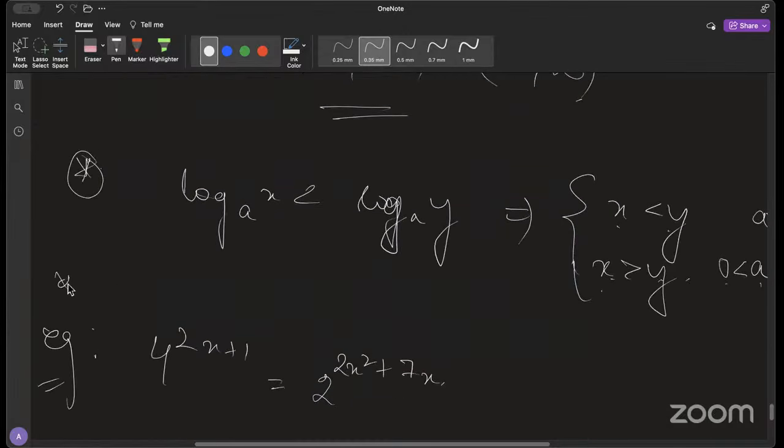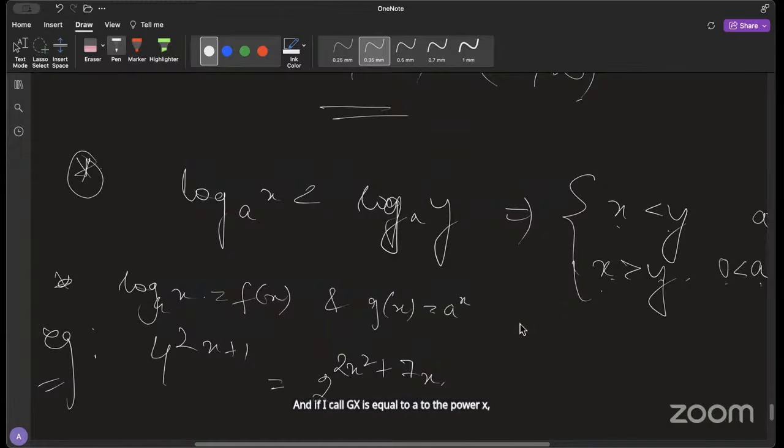And with this, I'll also write log is a 1, 1 function. Both log ax, this function, if I call this fx, and if I call gx is equals to a to the power x, both are 1, 1. They're both 1, 1 functions.